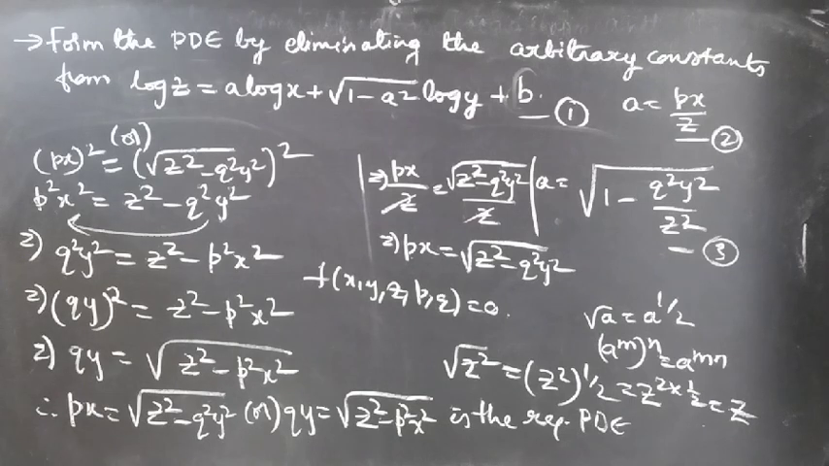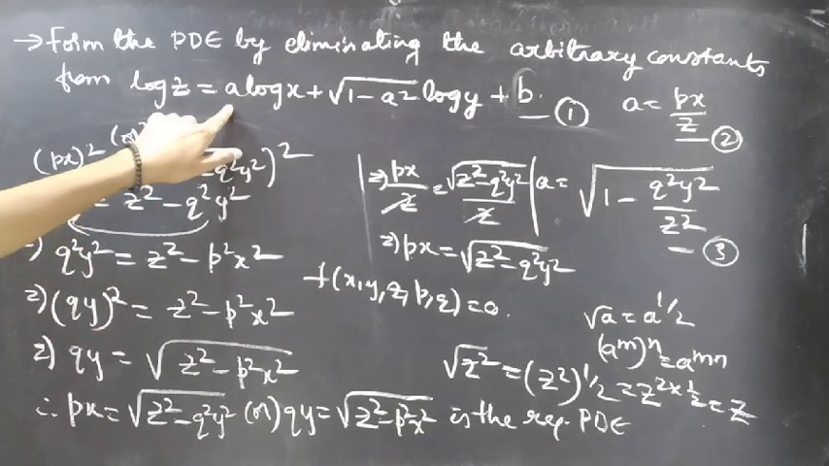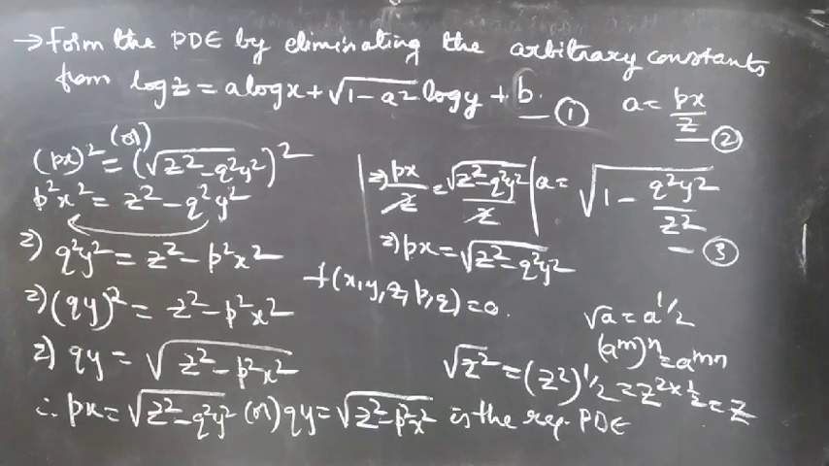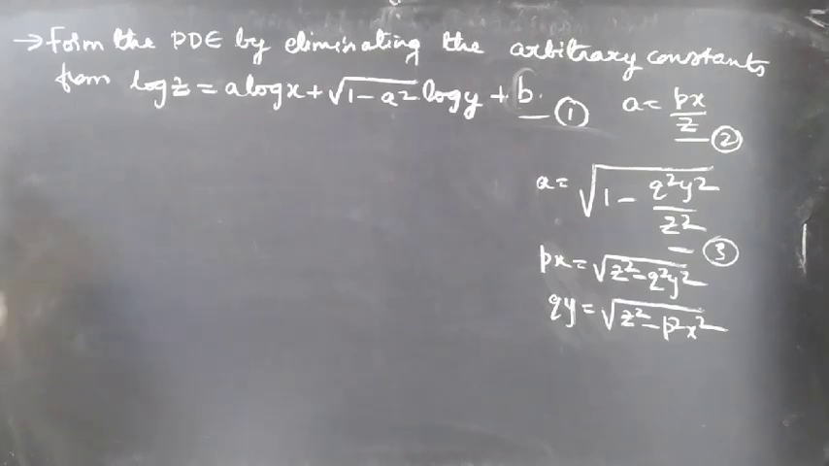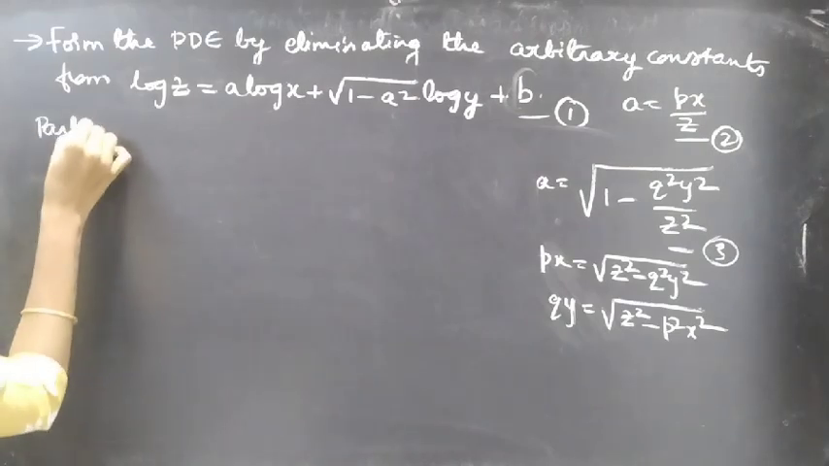Now we'll just see the shortcut of finding the partial differential equation of 1 with respect to x and y. Partially differentiating 1 with respect to y.